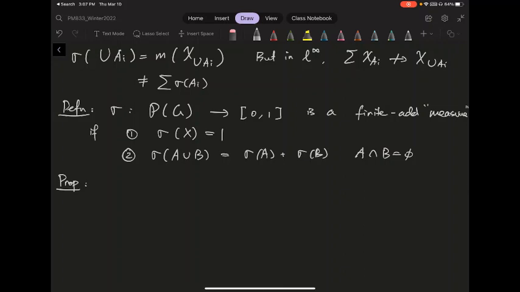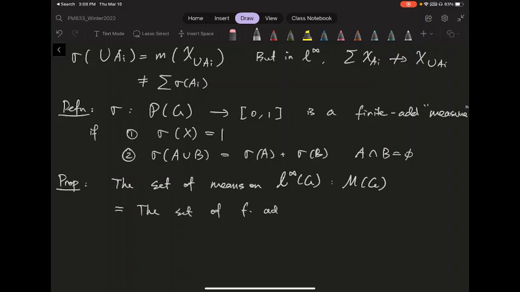So, but here's the proposition, which is quite clear, that if you think about all the means, so the set of means on the l infinity, let's use little l because everything is discrete. Let's call it M of G, okay, let's give it a name. That's just equal to the set of all these finite additive measures, okay, the set of finite additive measures.